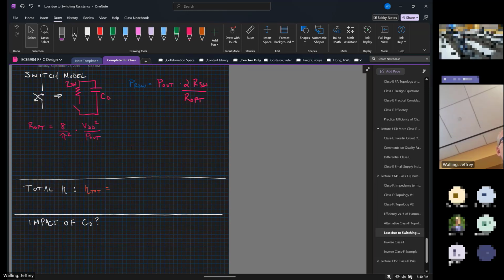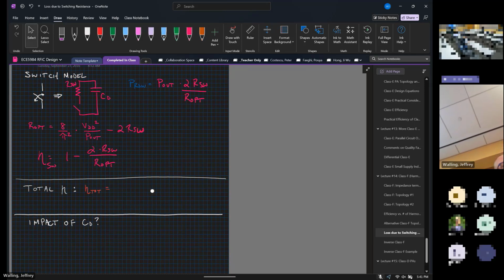If we're trying to size a power amplifier to give us a certain amount of output power, we have the original equation for a class F amplifier, 8 over pi squared times VDD squared over P out. And if we want to adapt for the fact that we have loss in the switch, we can subtract 2 times R switch. And then ultimately, we can also account for the efficiency in the class F network. Efficiency, if we include switching loss, is equal to 1 minus 2 times R switch over R opt.